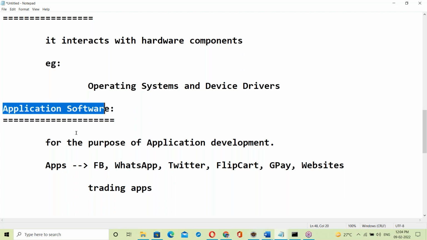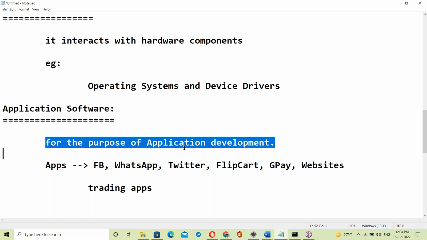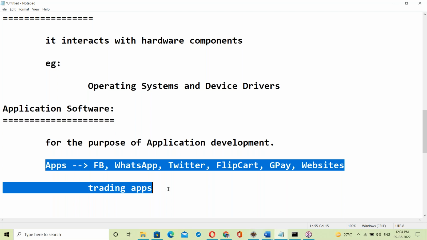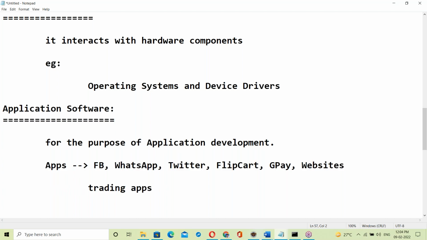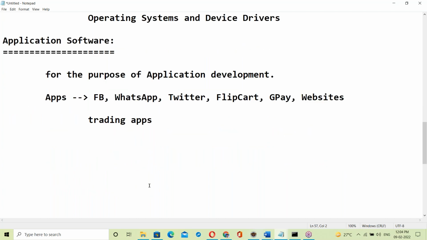Application software is for the purpose of application development. These are some examples of applications. In software, we are using around 100 technologies. So which is exactly application software?